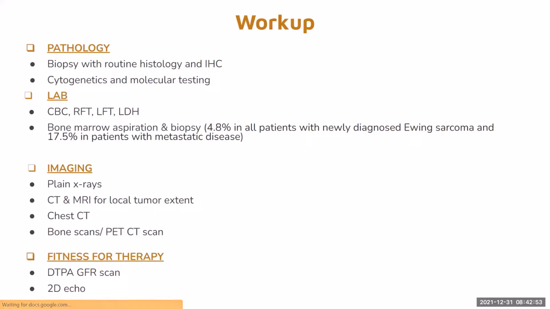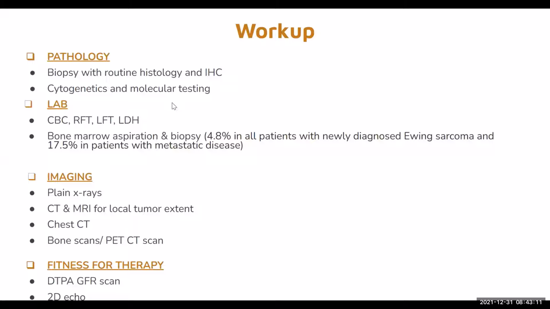How do we approach a patient who has Ewing sarcoma? First, decide whether it is a benign lesion or a malignant lesion. If there is a chance that it could be a malignant lesion, then do a biopsy with routine histology and IHC. In rare cases, cytogenetics and molecular testing may be required. Then lab reports like CBC, RFT, and LFT, including LDH. The higher the LDH, the more chances that it is metastatic disease, and it also indicates a poor prognosis. Bone marrow aspiration and biopsy, and PET CT scan in other patients.